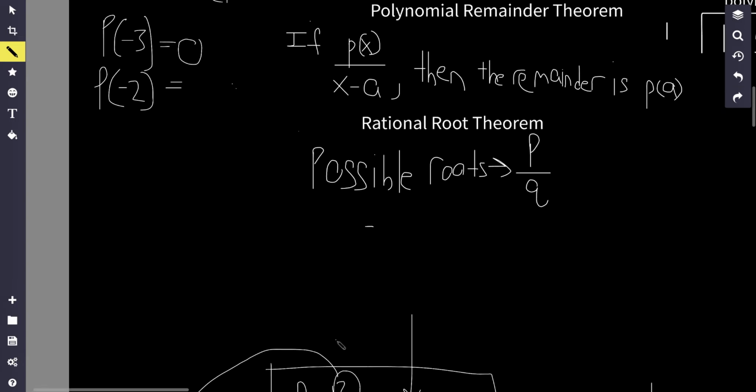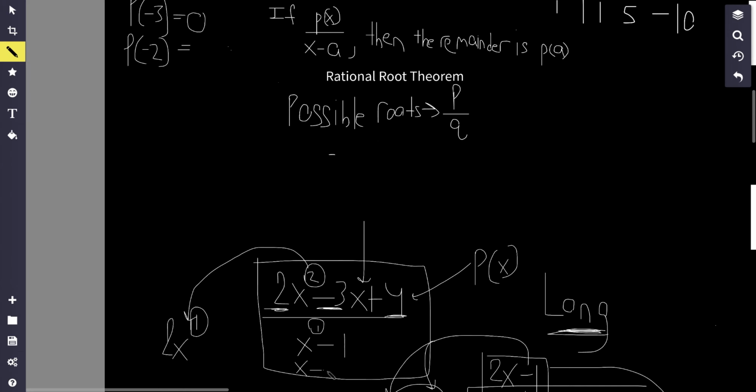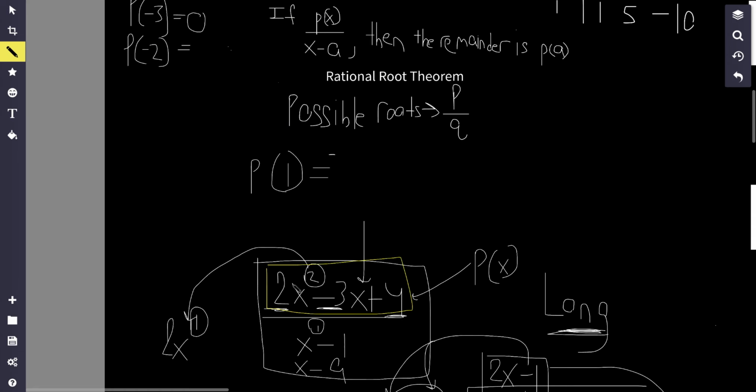So let's apply this here. So imagine my numerator is p of x, and in this case, I have x minus a, where a is equal to 1, as you can see, right? So that means that if I plug in p of 1, I should get my remainder, right? So p of x is equal to 2x to the second power minus 3x plus 4, and I'm trying to find out what p of 1 is equal to, because I'm dividing by x minus 1.